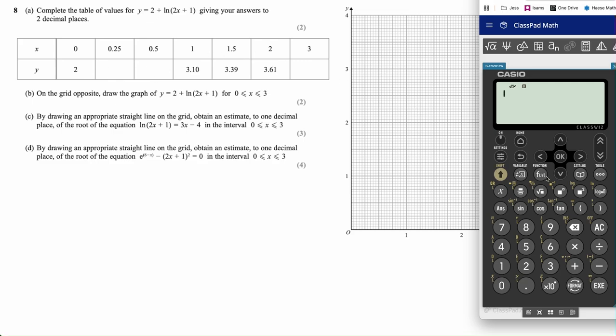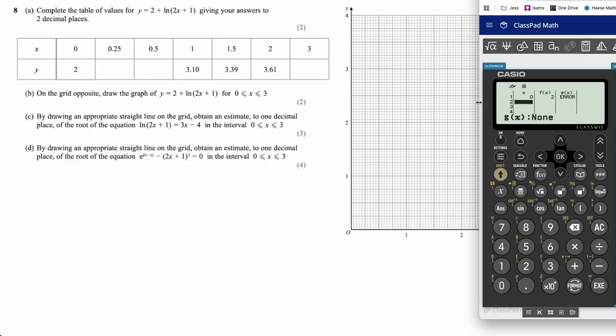With this one, the way we do it is you go to function, then define f of x, and then you type in, I've actually done it already, guys, but I'll show you how to do it: 2 plus ln, which is shift this, ln of 2x plus 1, enter. Then we go to the table, and here I just type in x values and it will give me y values. So for example, if I type in 0, it should give me 2. And it does for f of x, error for g of x because I haven't defined that.